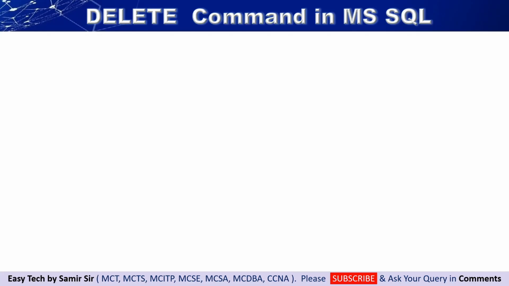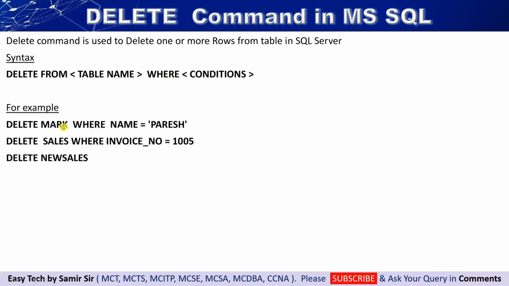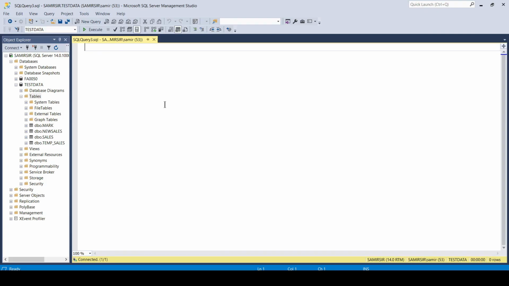Sometimes it is also necessary that we need to delete one or multiple rows in a table. So for that we use the delete statement. The syntax is delete from table name where conditions. For example, delete mark where name is equal to Paresh. Select sales where invoice number is equal to 1004, or something like this. Delete new sales. So let's see the example live.